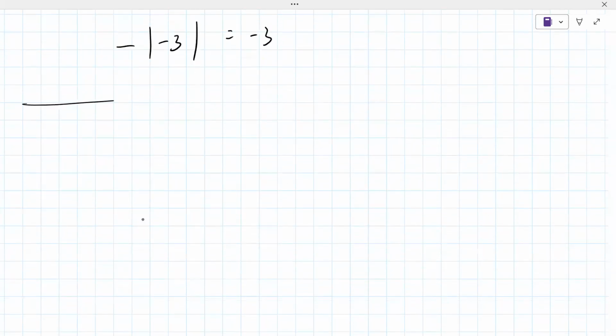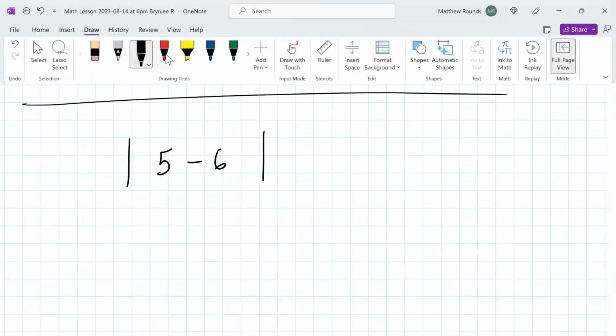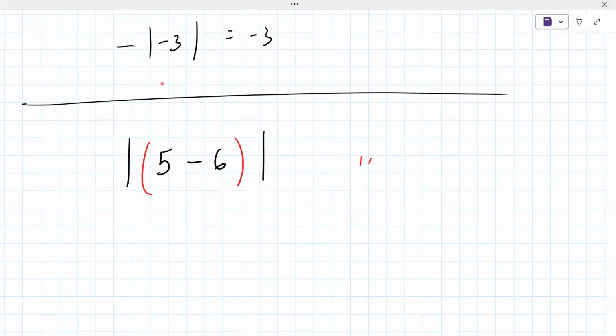Now, another type of problem you'll see here is like the absolute value of 5 - 6. And what you have to realize here is that there's what's called implied parentheses, which means you do that first, then you take the absolute value of that. Yeah. Which would be 1 in this scenario. Yes, it would be 1.